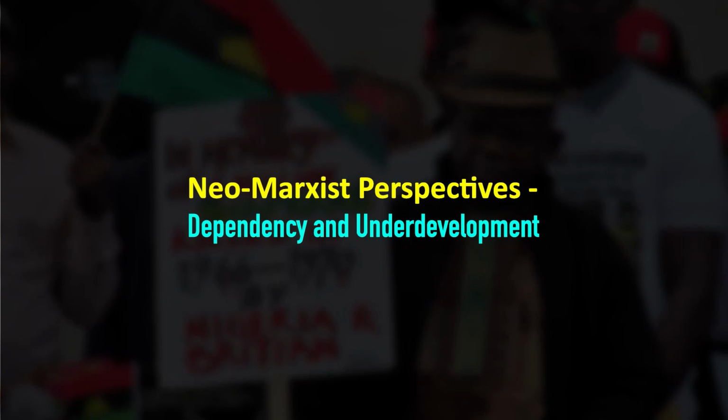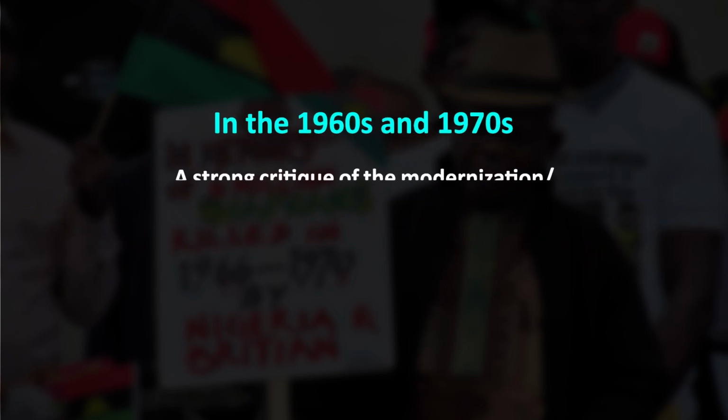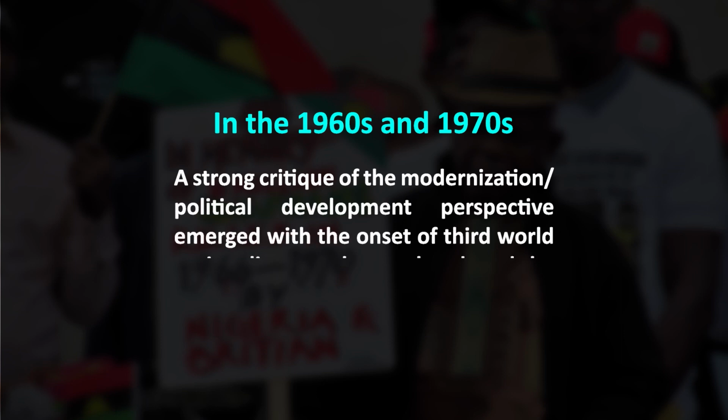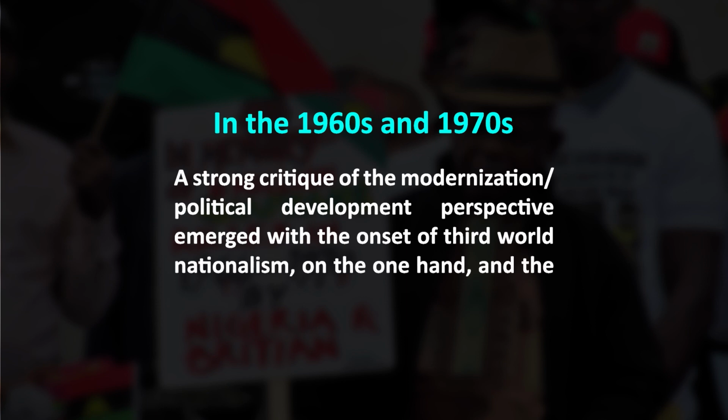Now, dear students, we will discuss the neo-Marxist perspectives, that is dependency and underdevelopment. In the 1960s and 1970s, a strong critique of the modernization or political development perspective emerged with the onset of Third World nationalism on the one hand and the rise of neo-Marxism on the other. The criticism was both on methodological and ideological grounds.